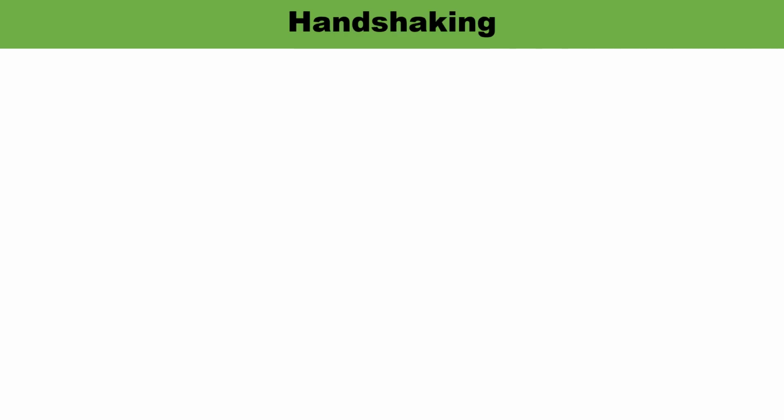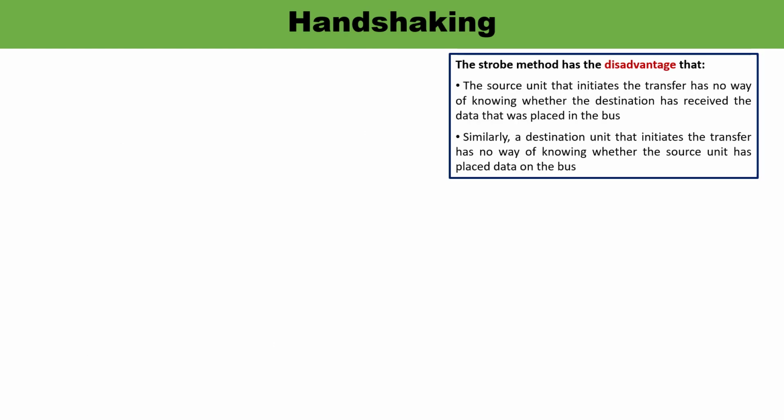Coming to the next, which is handshaking. As I have told you, handshaking means there is some exchange, like when you shake hands with another person, both of you have initiated it. So what has happened till now? We have discussed the strobe control method, but it has a disadvantage. Whether the strobe is initiated by the source unit or the destination unit, one unit is initiating and transferring the data, but the other unit doesn't have any control or any information.